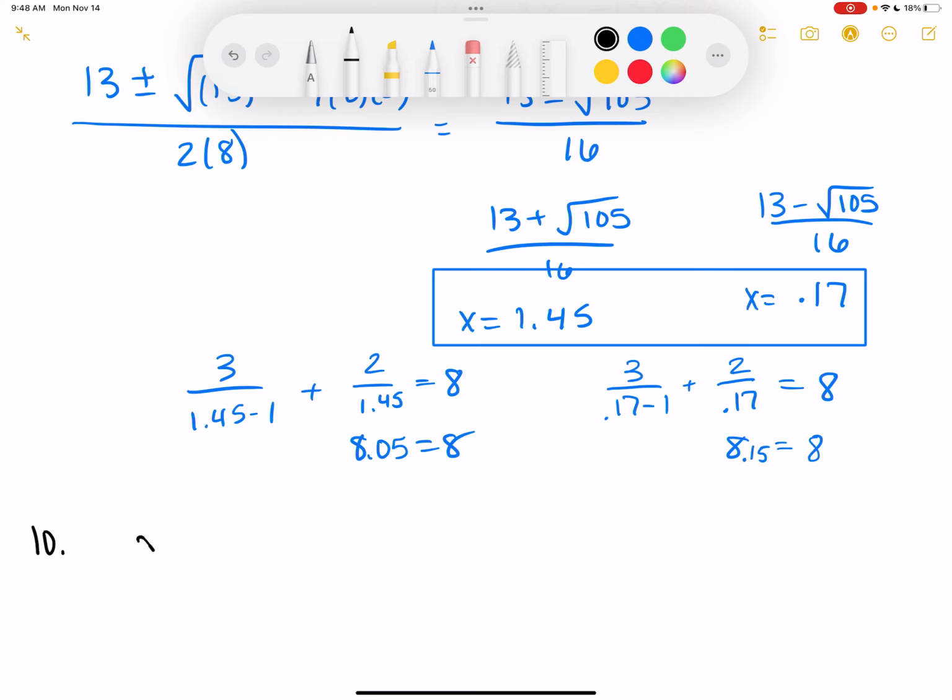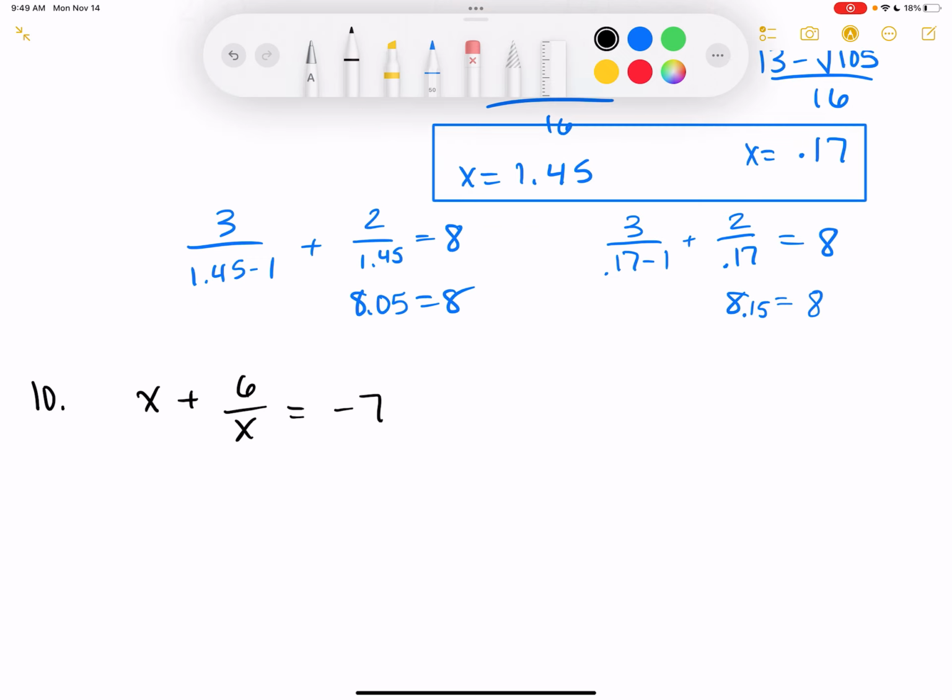All right, 10x plus 6 over x equals negative 7. So what should I do to this one? You've got a common denominator. Well, kind of. I want to get rid of the denominator. If both things have a denominator, I need to get a common denominator. But since only one does, I'm just going to multiply the whole thing by x. I could move the 7 over first and then do it. You'll get the same answer either way. So I usually do the multiplication first and then move it over.